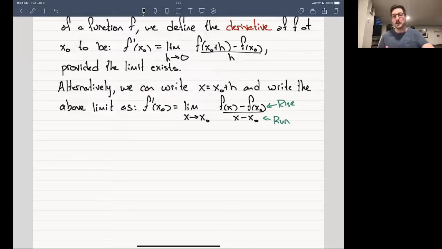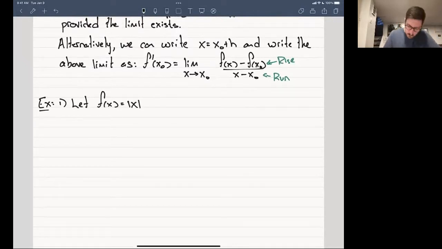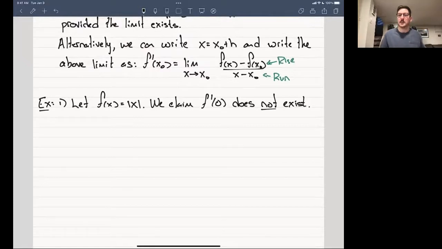Okay, so let's look at some examples. These ones are probably not going to be too revelatory to you, but I just want to explain how we can actually use these limits in practice. So let's let f of x equal the absolute value of x. So we claim that f prime of 0 does not exist. So it does not exist. So this thing has no derivative at 0.